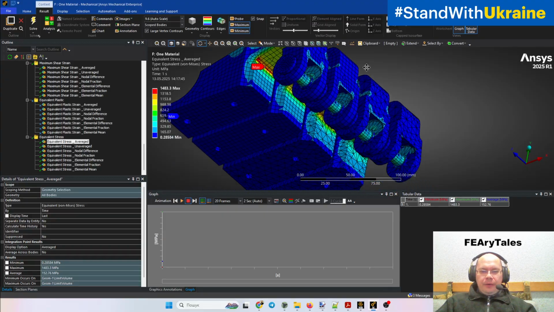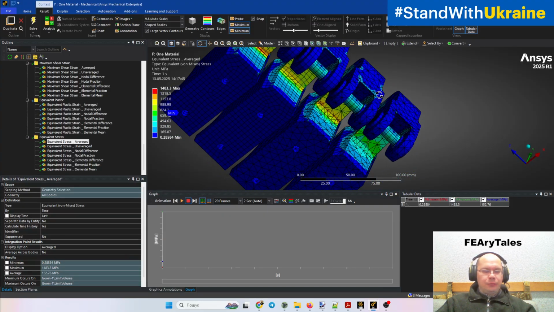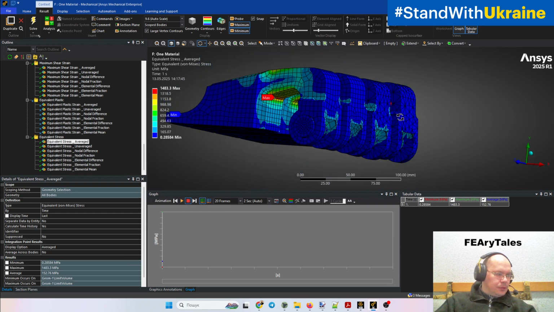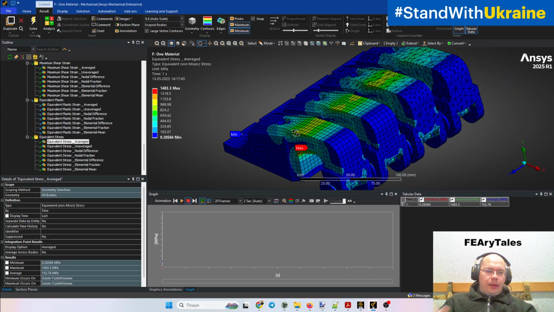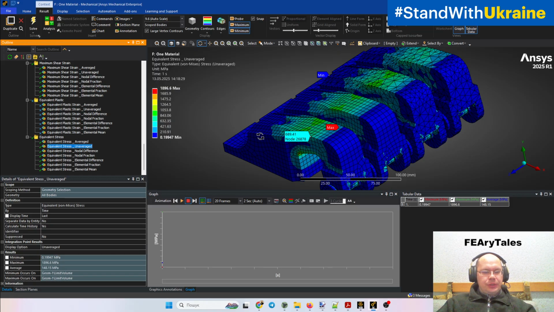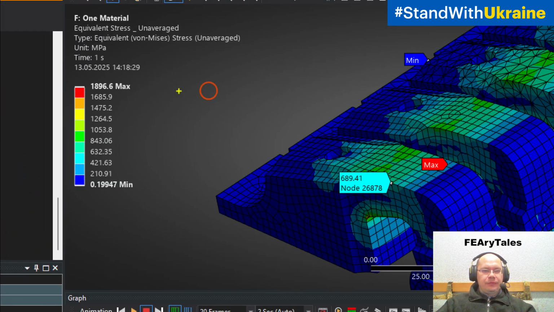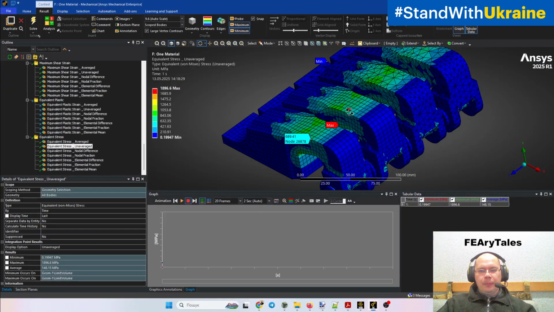So we have, I don't want to say good enough mesh, but let's say good enough. And the result we can see here is almost 1500, 1483. So let's talk about unaveraged. The result with unaveraged is very different. It has 1896, so it's about 20% higher for now.